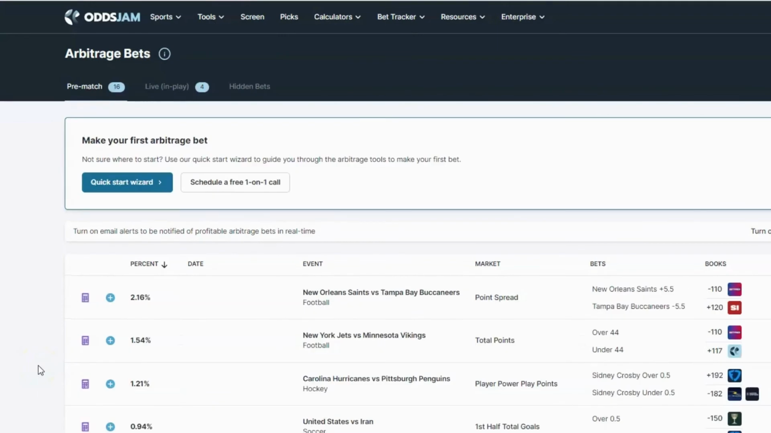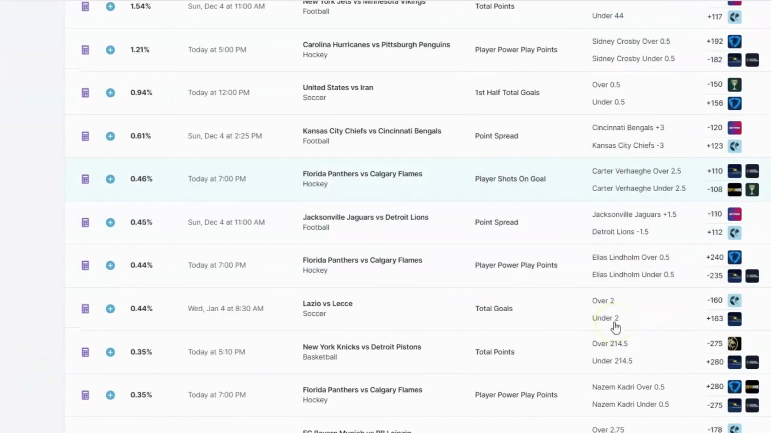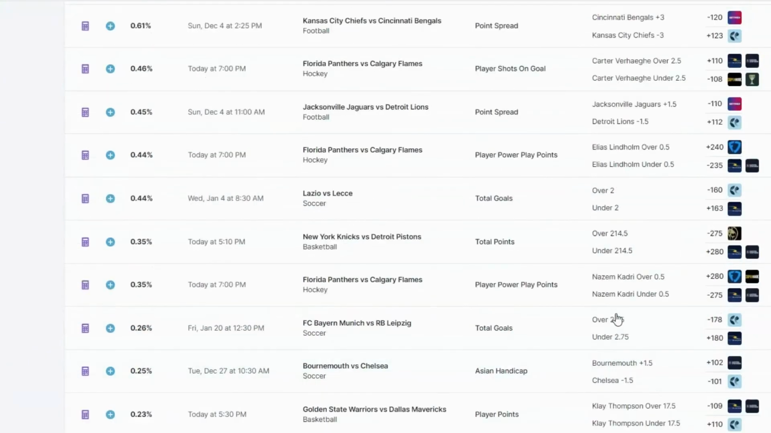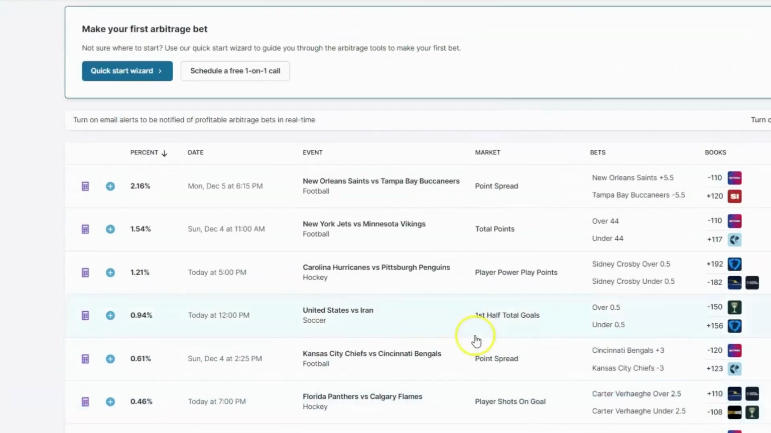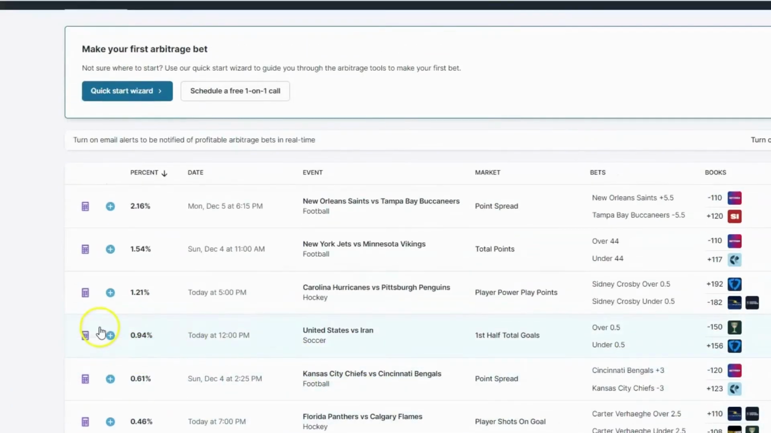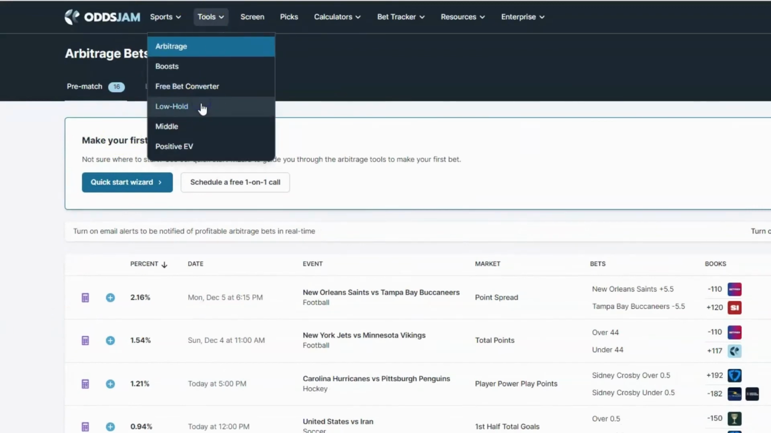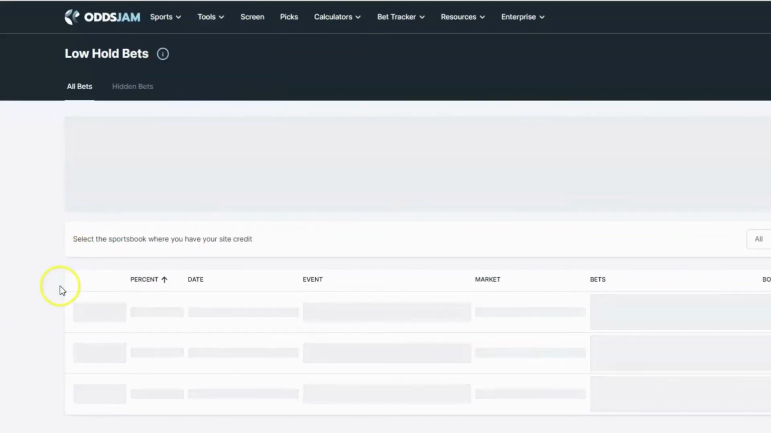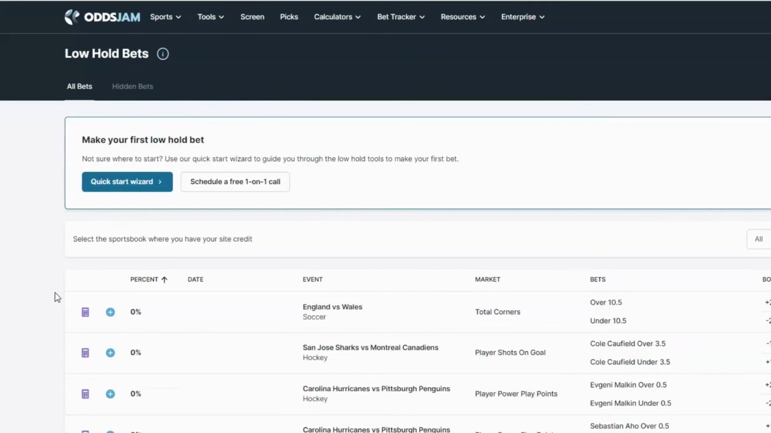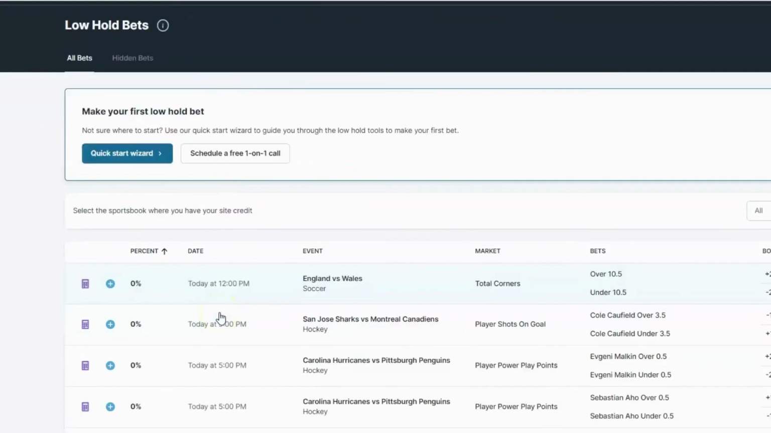So again, you're hunting for value. You're hunting to find some things that might be of help to you. And this is what it takes. This takes the time, the energy, but this is the tool that helps you do this mathematically and profitably. Okay, so you can take a look at some of the low hold information, some of the middle information, all the different data points and data pieces that OddsJam provides to you.